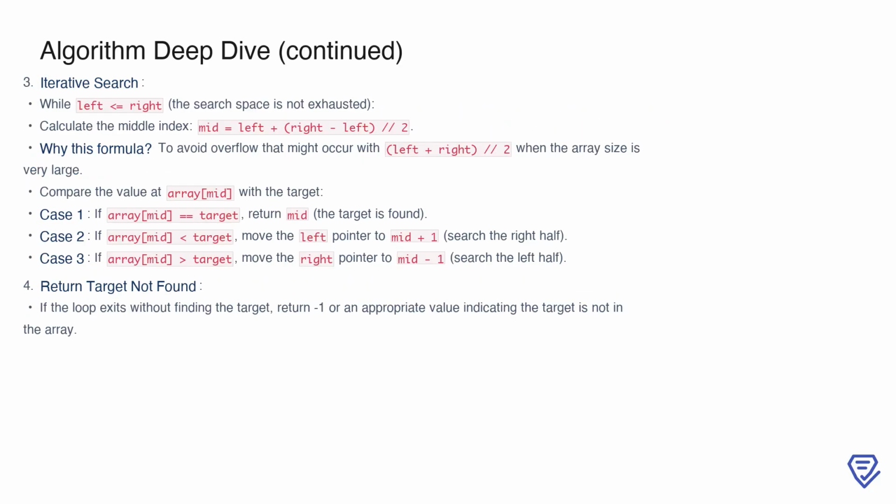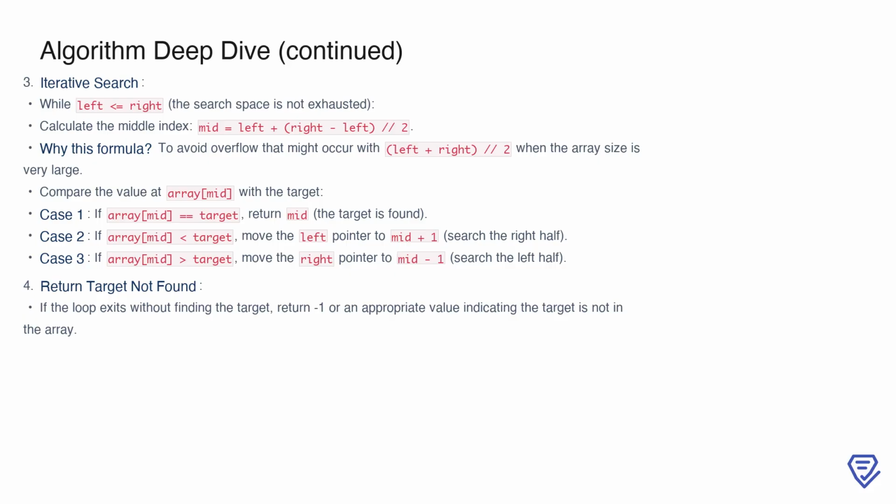Once the pointers are initialized, the algorithm enters the iterative search phase. While the left pointer is less than or equal to the right pointer, we know there is still a valid search space to explore. Within each iteration, we calculate the middle index using the formula mid equals left plus (right minus left) // 2. This formula is carefully designed to prevent integer overflow, which can occur with large arrays when using the simpler expression, (left plus right) // 2.